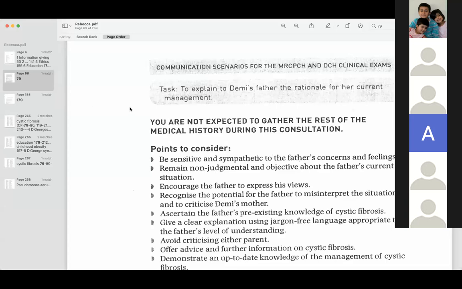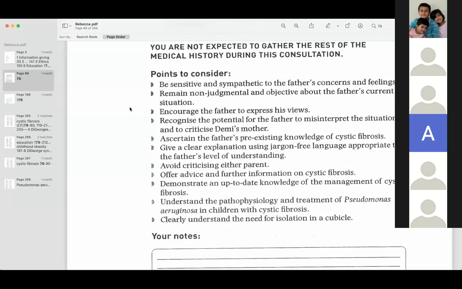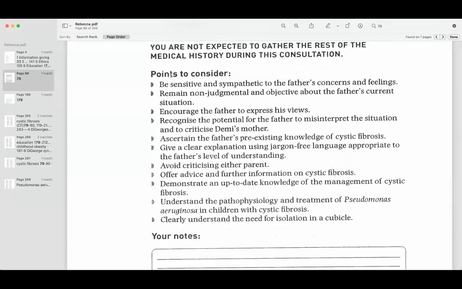Yes, doctor, I was explained before. They have some secretions. I know. But I'm not happy to keep Demi in a separate place like this. Is there any other solution for her?